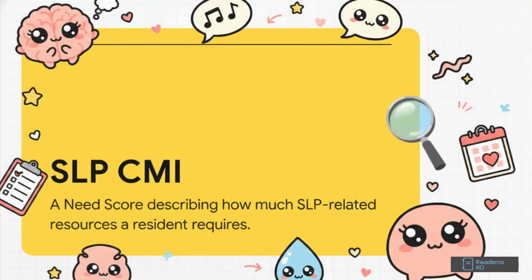To really wrap our heads around this, we've got to completely shift our mindset away from that old idea of a single overarching therapy score. Under PDPM, the resident is placed into separate payment groups, and the SLP CMI is effectively a need score. It describes how much SLP-related resources a resident requires, like managing a new stroke, trouble swallowing, or trouble speaking, rather than just tracking how many therapy minutes they actually received. It's a payment classification based entirely on your minimum data set, or MDS, and diagnosis coding. A higher index simply means the system recognizes the resident has greater, more complex needs.